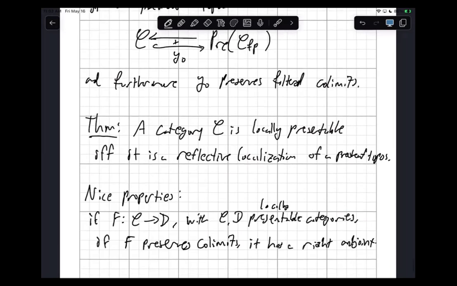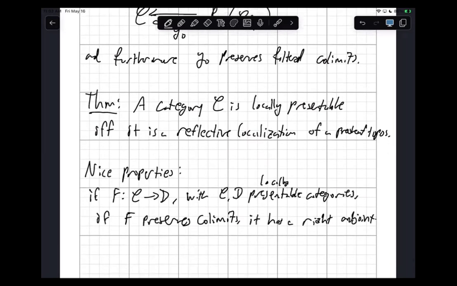So that's a really nice thing. And how do you prove that? Well, first you show that this is a reflective localization of a pre-sheaf category. You prove it for pre-sheaf categories, and then it implies it in general. So this is an incredible theorem that works for presentable categories. Okay, all right, good. So we did that.